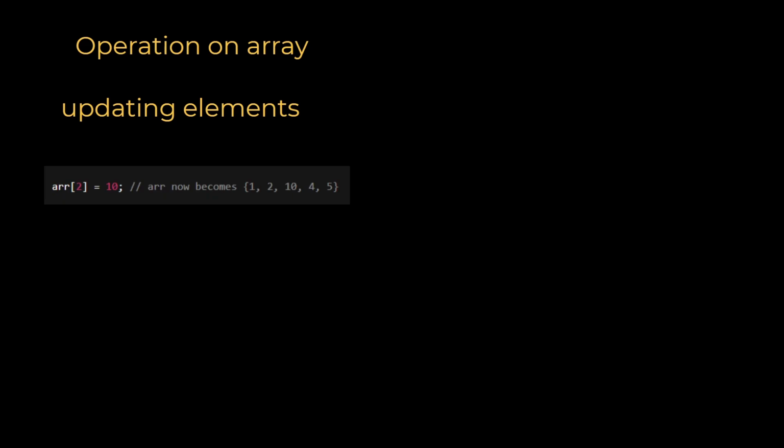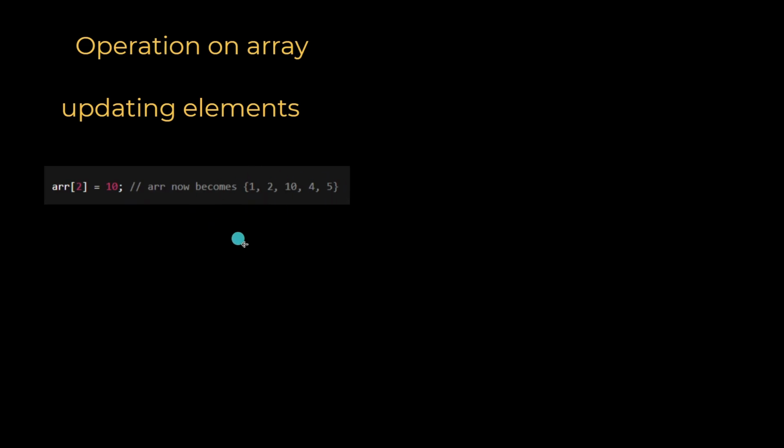So, operations on arrays: updating elements. How can we update elements? In Python and Java, in both languages, we can update elements easily. Here, if you see, this is the list of an array: 1, 2, 10, 4 and 5. If you want to change the element, here it is array of 2, I mean at the second index place it's a 10, so it is initialized as 10.